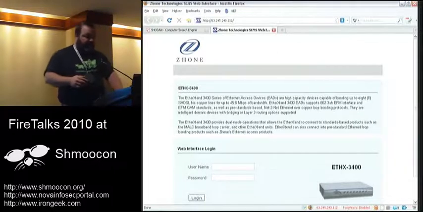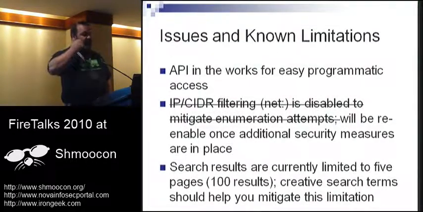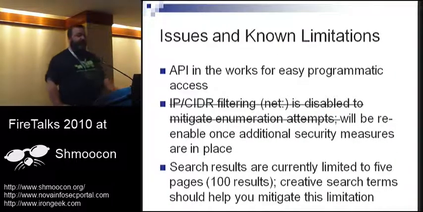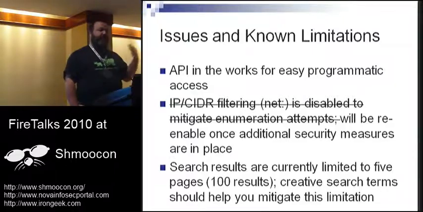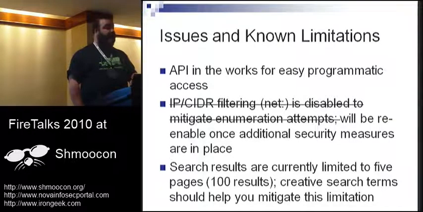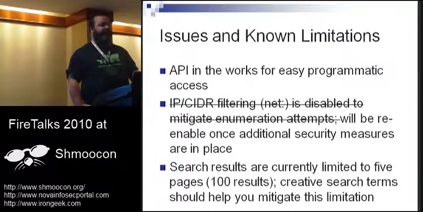A couple minutes left. John said he's working on an API. He did disable IP CIDR filtering for a little bit because he didn't want people just enumerating, and when you do a search, you're going to be limited to the first 5 pages, which is 100 results, because he just doesn't want people enumerating his whole entire list. However, if you think about it, there's a lot of good filters here. If you filter down to what you really want, you can find a lot more stuff.